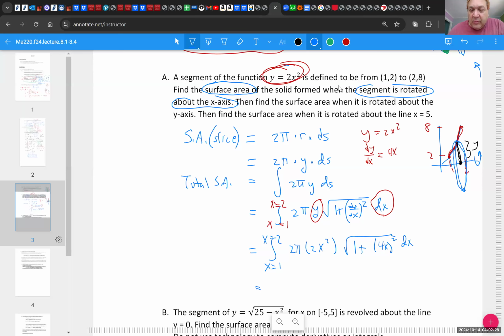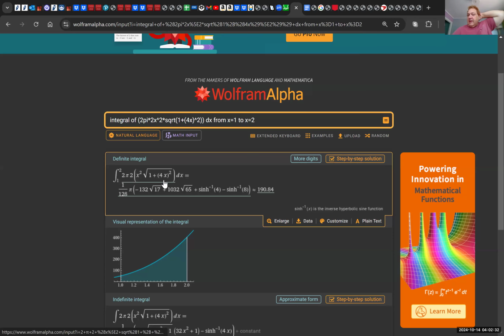2 pi 2x squared, square root of 1 plus 4x squared. Yeah. Okay, so I typed it in right. And it gives me a total surface area of about 190.84. You can see some inverse trig stuff that they did in order to do it in terms of a formula, but I just want the answer 190.84.